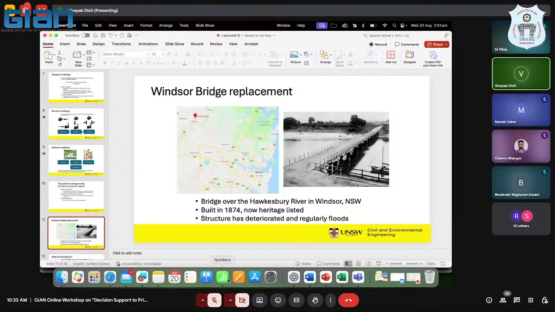So this is a Windsor bridge replacement. Windsor is a part of New South Wales, which is up in the northwest of Sydney. And this Hawkesbury River is a major river across New South Wales, and there was a heritage road here. Now the problem is that the structure has deteriorated and there are regular floods.